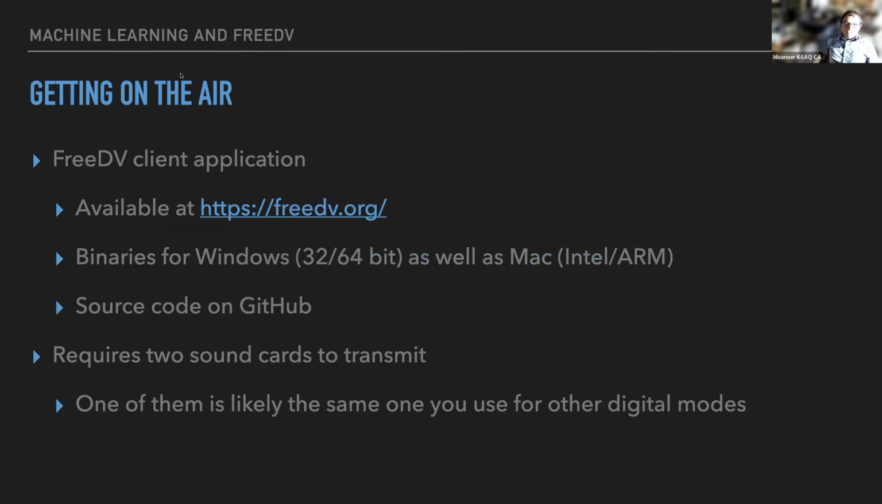So for those of you who might be getting really excited about FreeDV now and wanting to try it out or retry it if you've tried it before, in order to get on the air with FreeDV, most people download the FreeDV application available at freedv.org. We have Windows binaries as well as for Mac. And if you're on Linux, you can pull the source code down from GitHub and build that yourself.